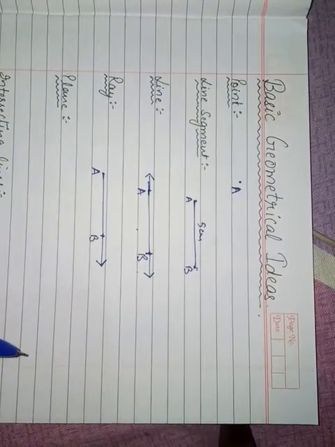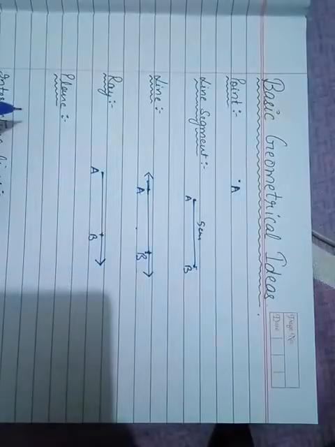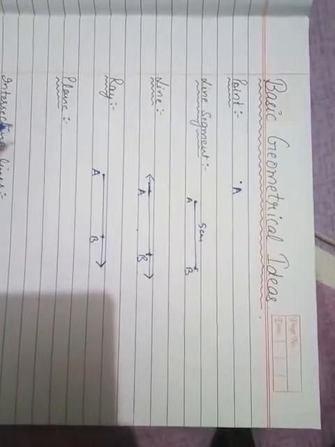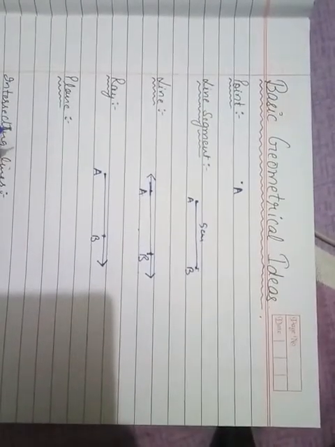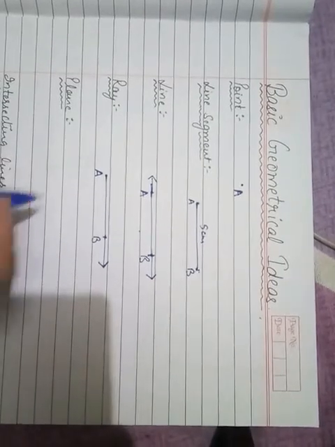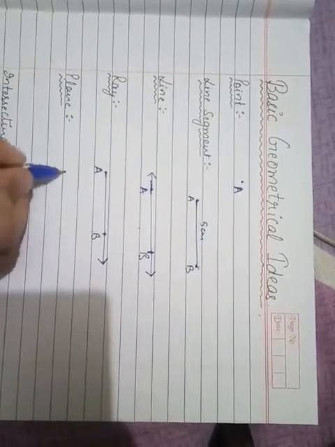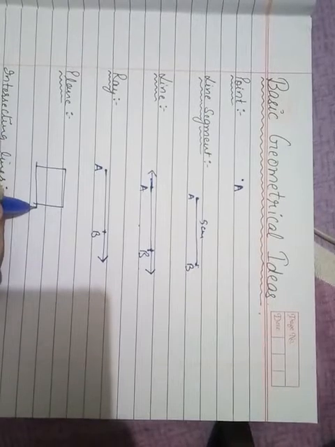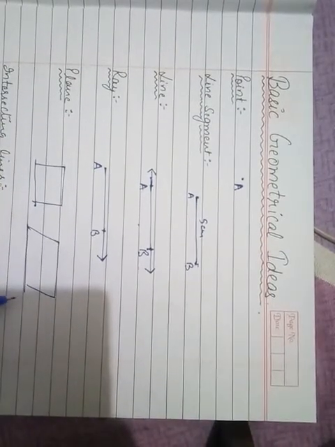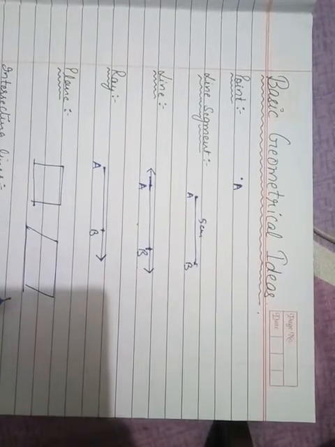Now next is a plane. What is a plane? A plane is just a flat surface which extends indefinitely in all directions. We usually represent it in the form of a square, a parallelogram, or a rectangle on a paper. Clear?